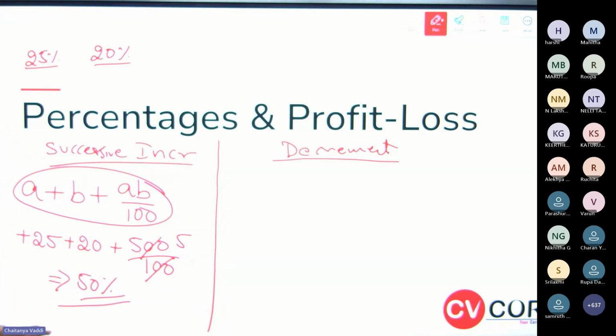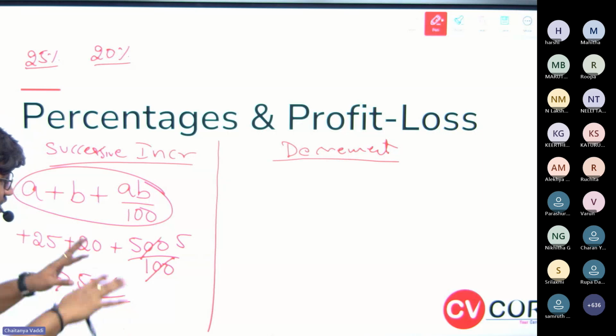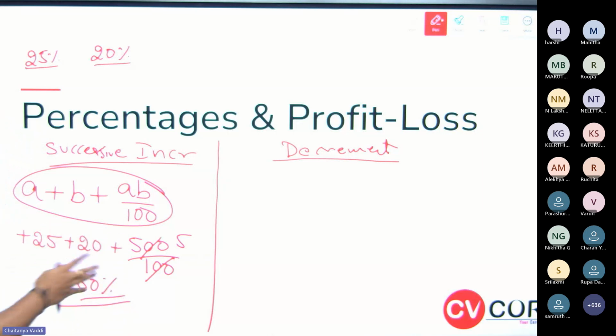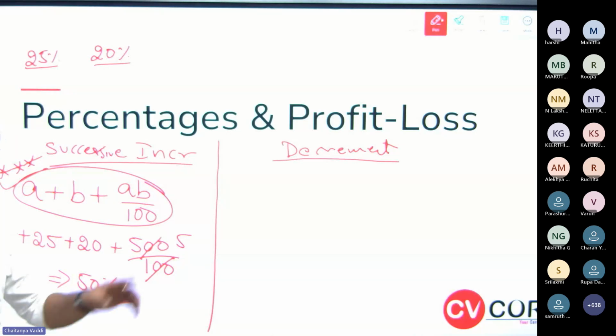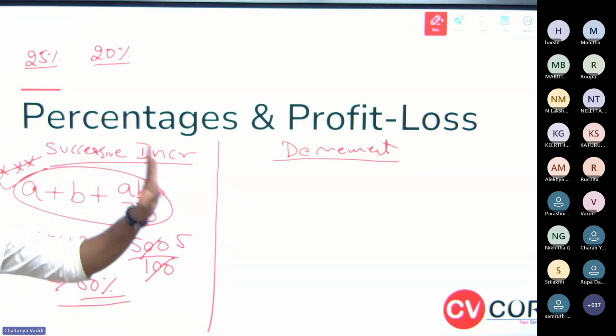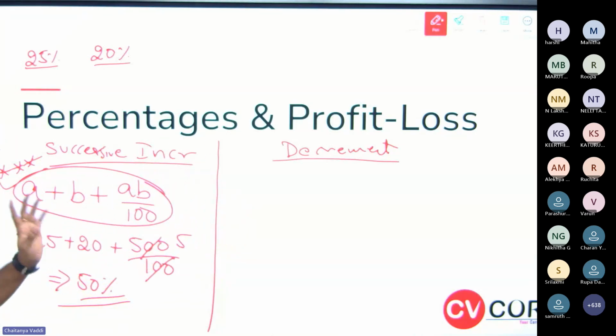No need to consider 100. From 100 it is increasing 25%, and again from 125 it is increasing 20%. No need to consider all these values. You can directly say it if you remember this successive increment or successive decrement formula, A plus B plus AB by 100. This formula helps a lot to solve questions from percentages and profit and loss. There are so many conditions where we use this shortcut. Please do remember this formula and shortcut for solving the next questions from TCS.